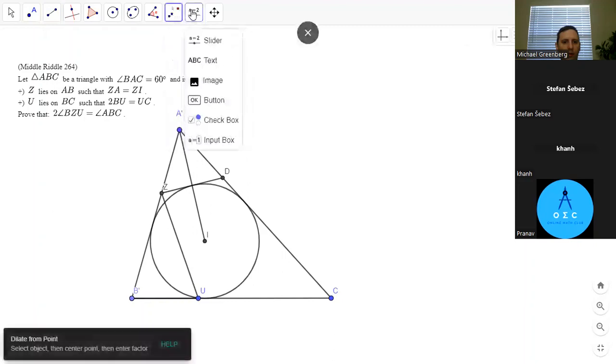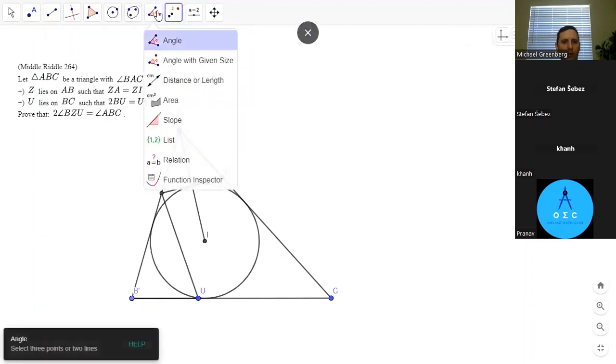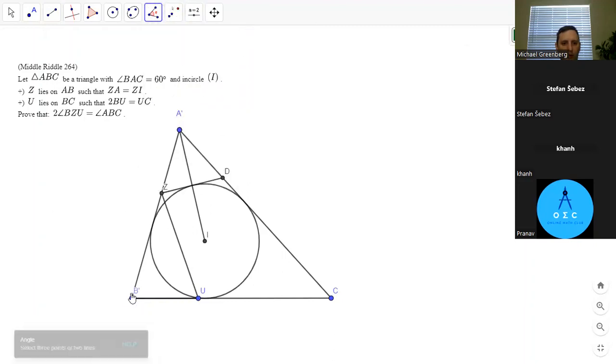So in this case, we measure some angles. BZU is 36.7, and this angle should be like 73.4, maybe. Yeah, so it's true. All right.